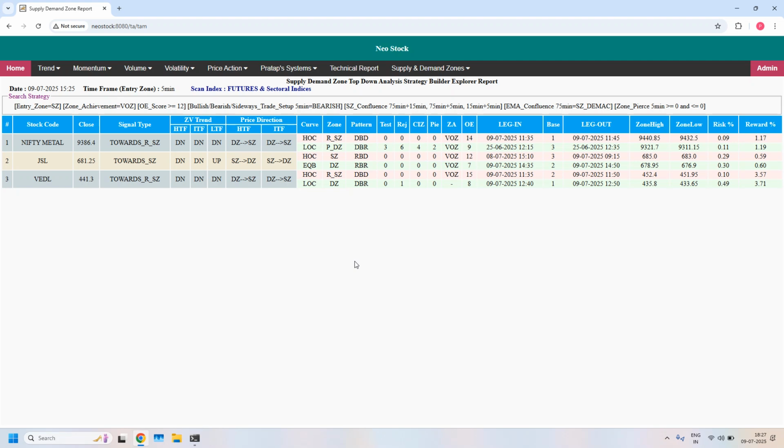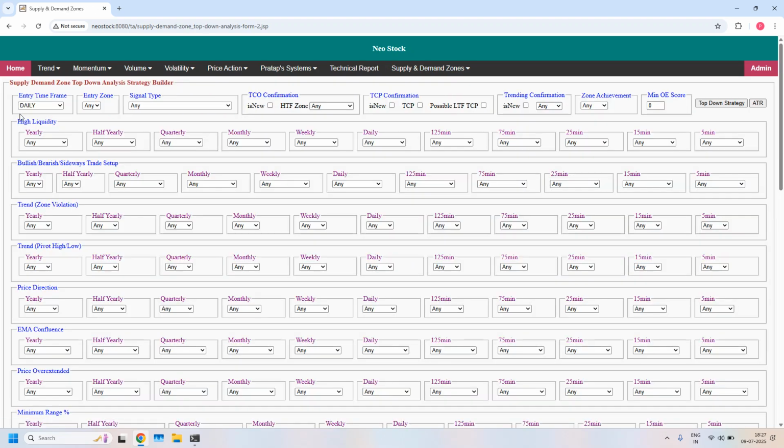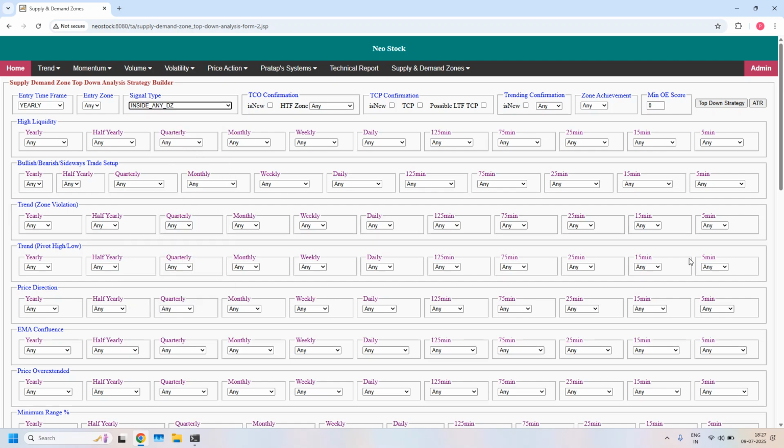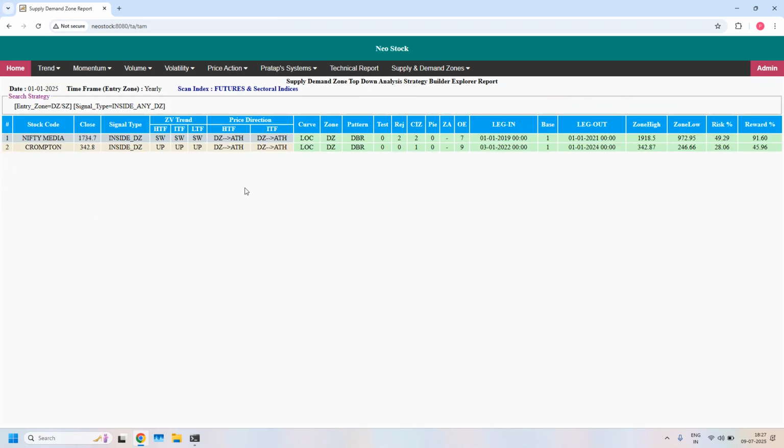Next we will generate finding the stocks near demand and supply zones for all the time frames. First starting with yearly, checking price closed inside the yearly demand zone, 2 stocks are filtered.